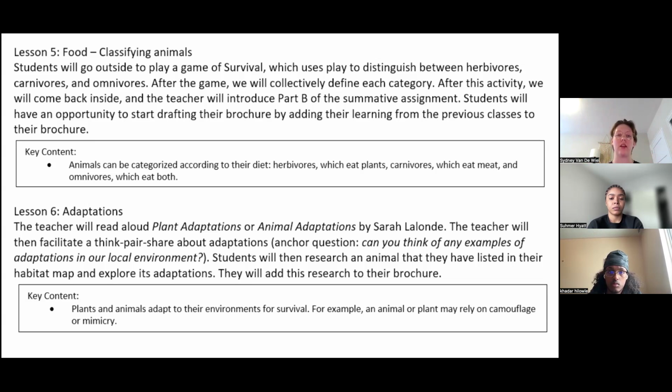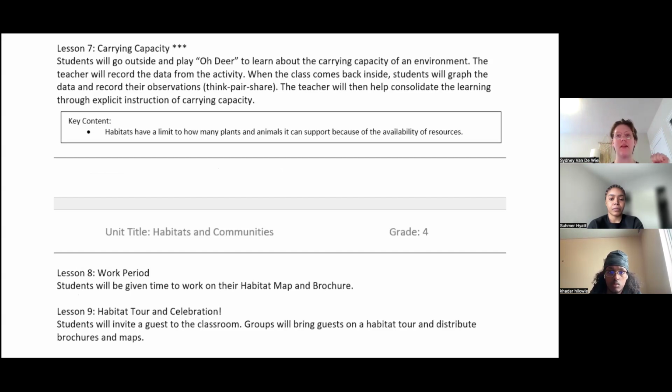At the end of the lesson, there's going to be an opportunity for students to research an animal or organism that they've listed in their habitat map and explore its adaptations and incorporate that into their brochure. Lesson 7 is carrying capacity. And then lesson 8, we have work period. Now that might take a couple days. This is essentially to finalize their habitat map and brochure. And then lesson 9 is the tour and celebration. So we have guests at the classroom, and then students do that tour.